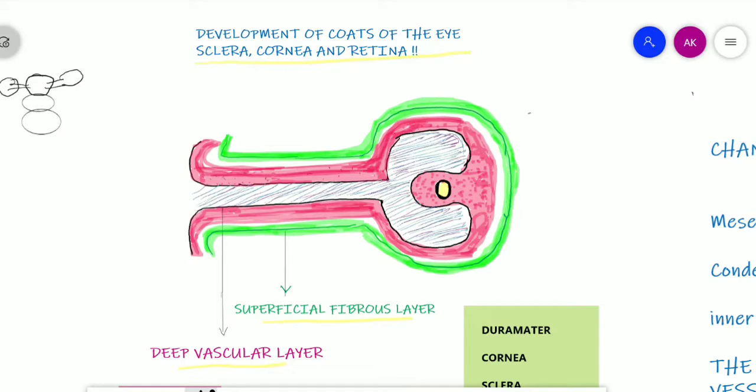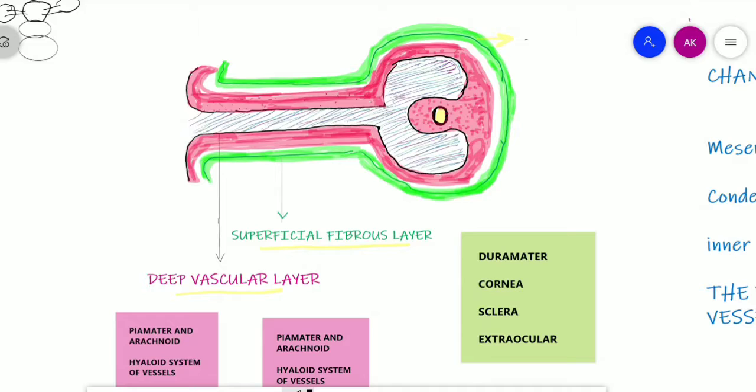This developing neural tube is surrounded by mesenchyme, which will condense subsequently to form the meninges. So this diagram over here represents the mesenchyme. The green part of the mesenchyme is a superficial layer, also called the superficial fibrous layer of the mesenchyme, whereas the red part, the part which is inner and closer to the developing optic vesicle, represents the deep vascular layer of the mesenchyme.